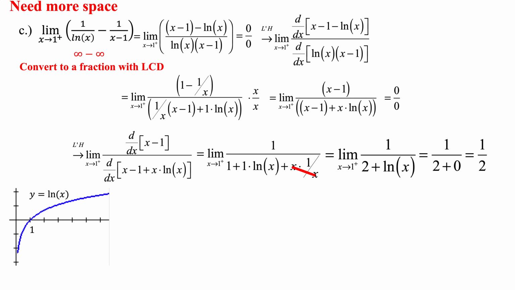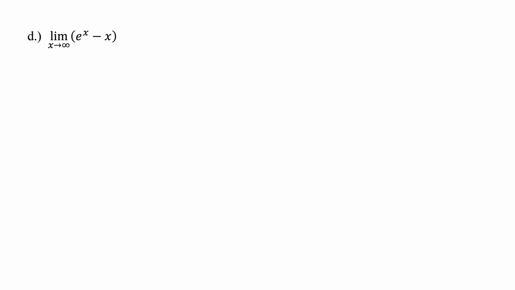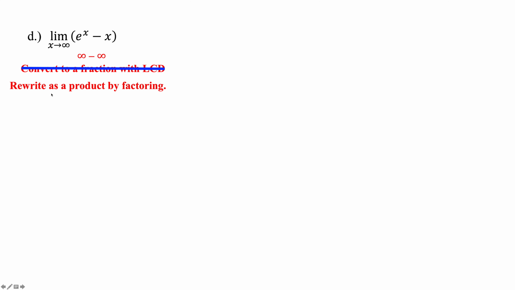All right, to the next one. The limit as x approaches infinity. So here we have another infinity minus infinity. We want to convert this to a fraction, wait a minute, no, we can't turn that into a fraction. We're going to rewrite this as a product by factoring. So what I'm going to do is factor out the x to the front. Now wait a minute, there's no x here. It's in the exponent, but I can't factor it out of there.